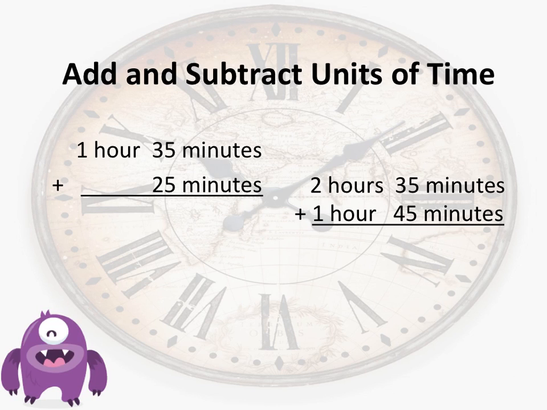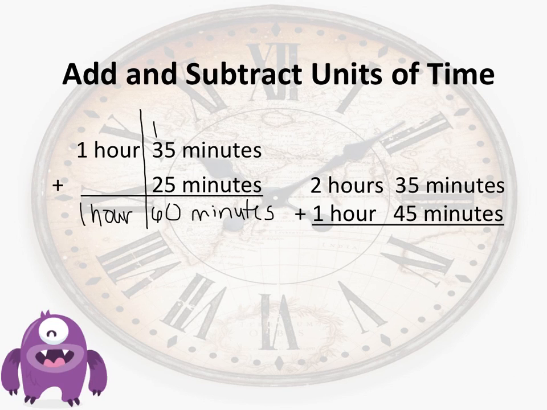Let's start by adding these basic units of time. 1 hour and 35 minutes plus 25 minutes. Just like with place value, I'm going to add my units of time by place. Only in this case, my place is minutes and hours. So 35 minutes plus 25 minutes. 5 plus 5 is 10. 3 plus 1 plus 2 is 6. And then 1 hour plus nothing is 1 hour, giving me an answer of 1 hour and 60 minutes.